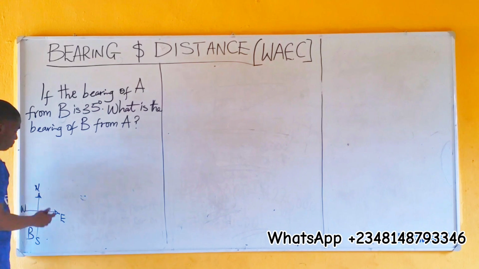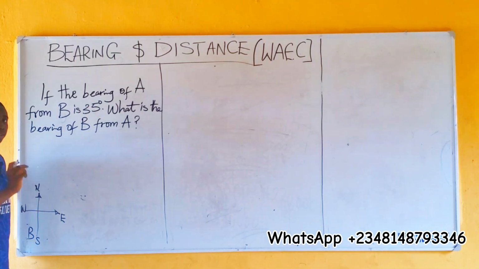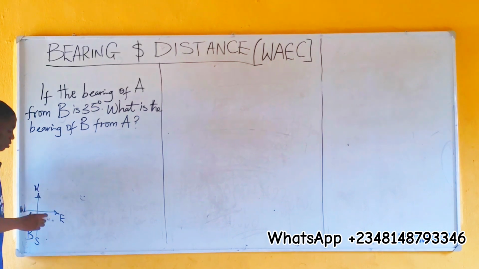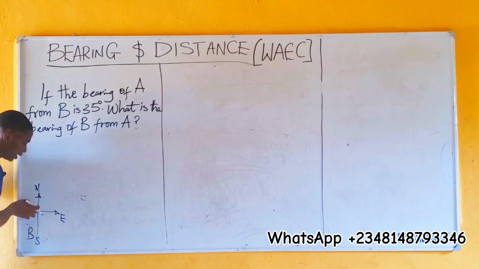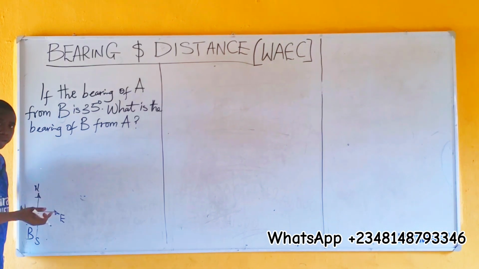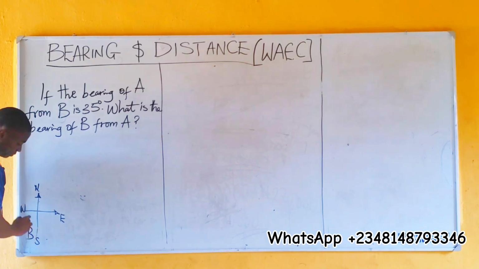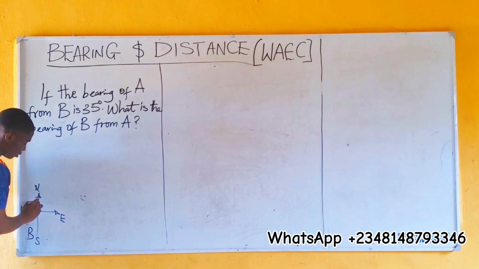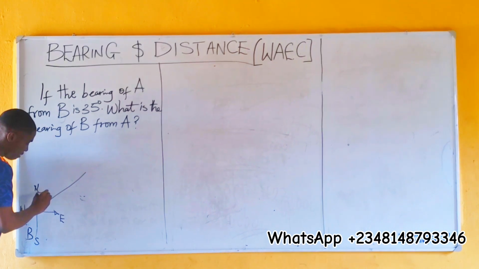Now, the bearing of A from B is 35 degrees. And mind you, while I was introducing this topic, I told us that each quadrant is 90 degrees. And bearing is the angle in degrees measured in clockwise direction from the north. So we move like this. So from 0, we move. So we have here 35 degrees.